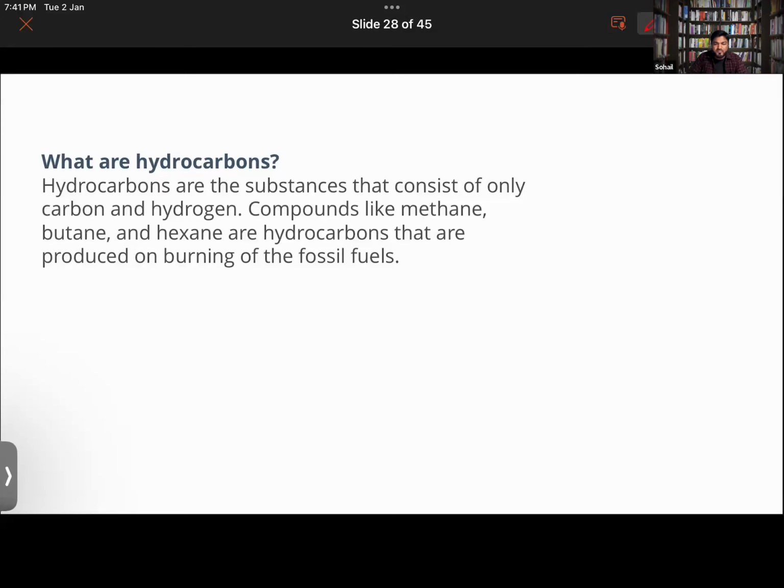Okay. So those substances that are made up of only carbon and hydrogen, उसे हम hydrocarbons कहते हैं. For example, CH4, that is methane. Methane. Okay, na?